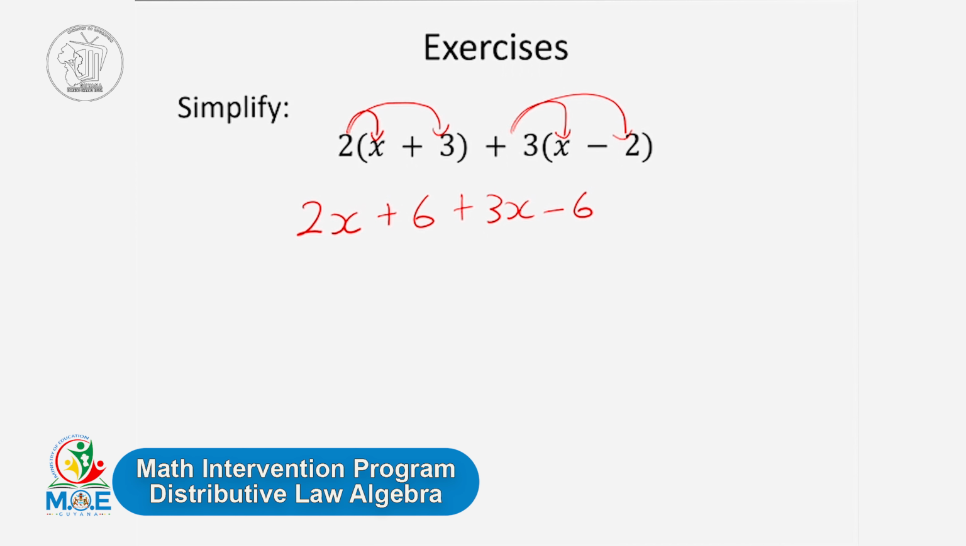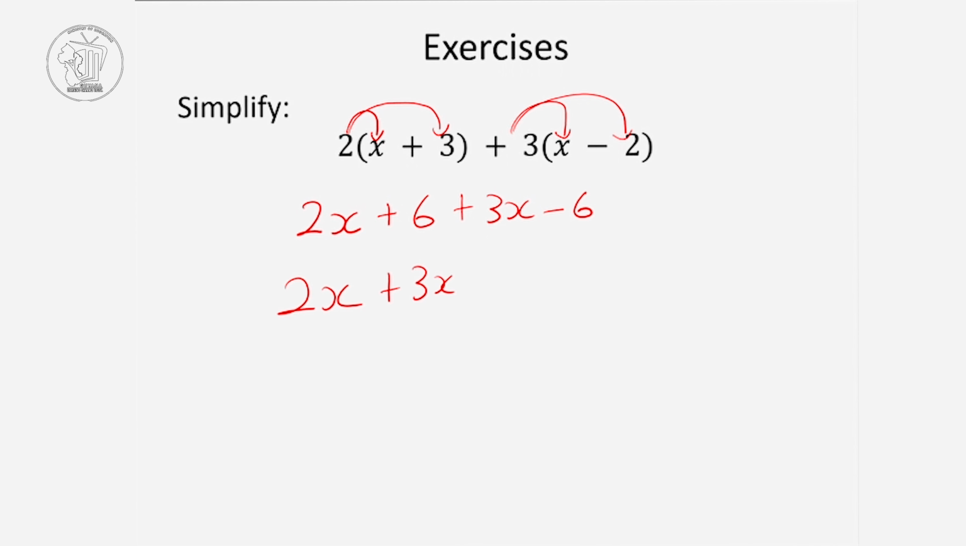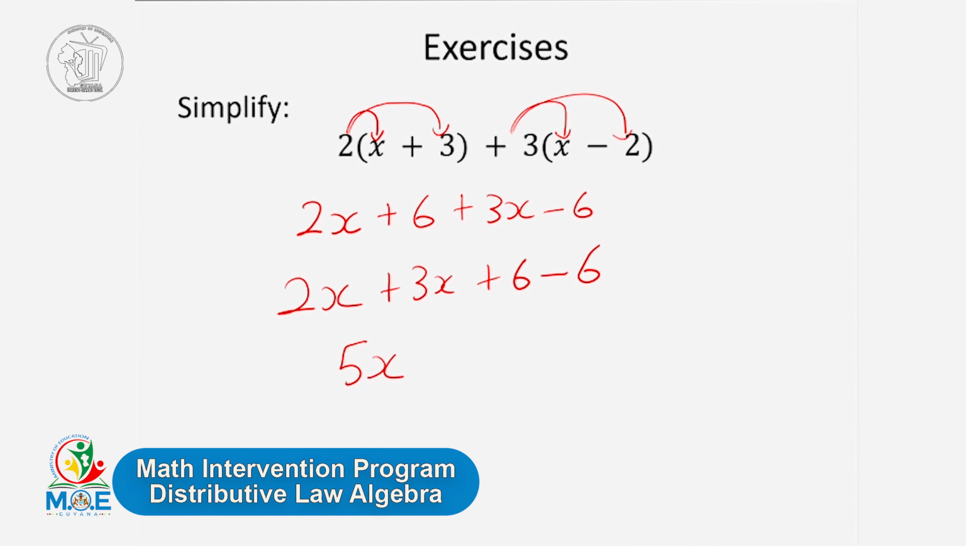Then I put the like terms together. So this will be 2x, and I put the 3x together here, so this will be plus 3x plus 6, subtract 6. So 2x plus 3x will give me 5x. And 6 subtract 6 will give me 0. So the answer is, when I simplify this, I will get 5x.